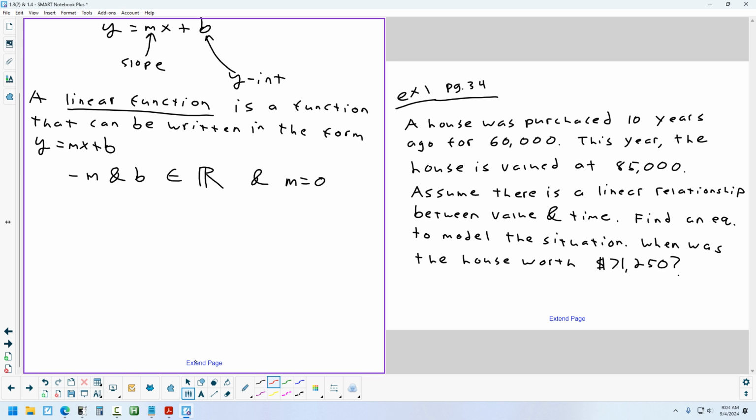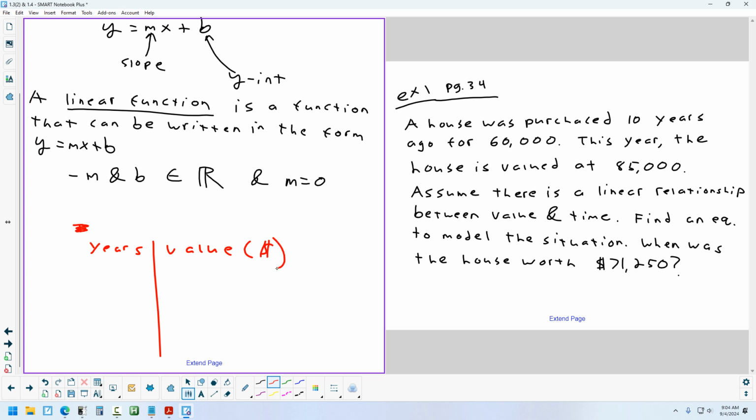And the other thing we need to find is the slope. So I want to think of the information in this problem as like a coordinate. So let's say the x value is going to be years. And the y value is going to be the price of the house, measured in dollars.